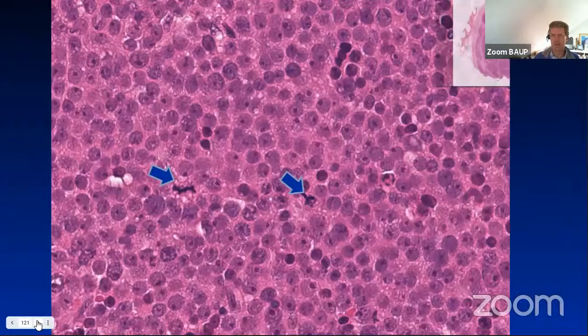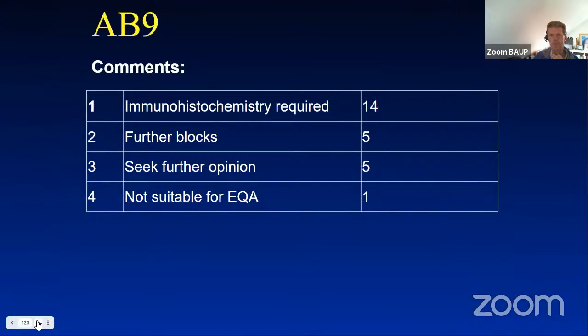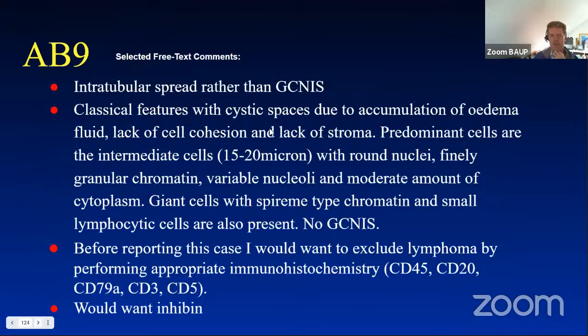More mitoses. You did like your mitoses, Dr. Mayer. And this is the thing which has misled a few people, or possibly not: some of the tubules had these cells filling them, mimicking germ cell neoplasia in situ. Not many more standard comments. Someone commented on the intratubular spread rather than GCNIS. I suspect lots of people did that. Classical features, edema, cohesion, lack of cohesion, giant cells. They would like to exclude lymphoma.